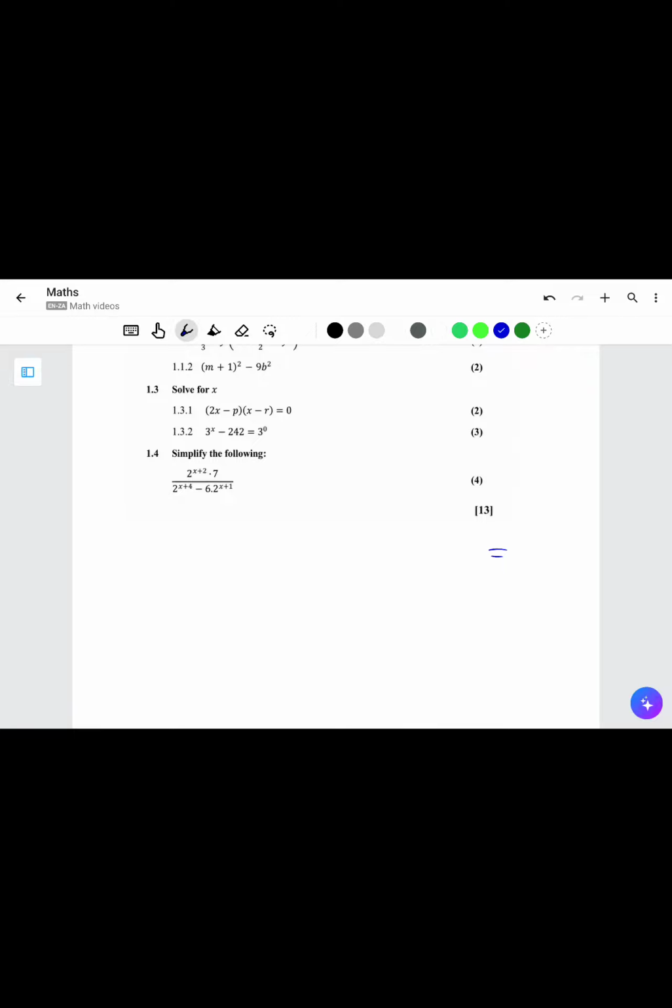Okay, so the next one says 1.3.2: 3 to the power of x minus 242 equals 3 to the power of 0. Okay, another standard equation. We know we can take this over. So what we're going to be left with, we can now say that 3 to the power of x equals 3 to the power of 0 plus 242.